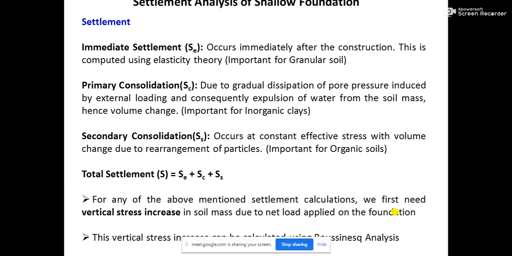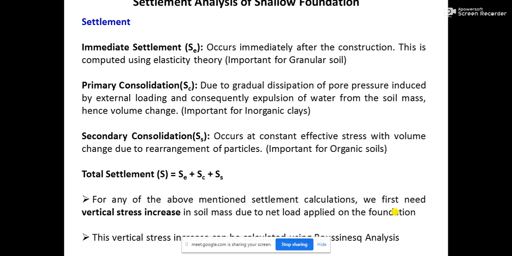From the perspective of our civil engineering, we are not much concerned about this secondary consolidation. I have already discussed this part earlier also. So the total settlement, if you want to find out for any soil mass, will be given by the immediate settlement, primary consolidation settlement, and secondary consolidation. If you sum it up, then you will get total settlement.